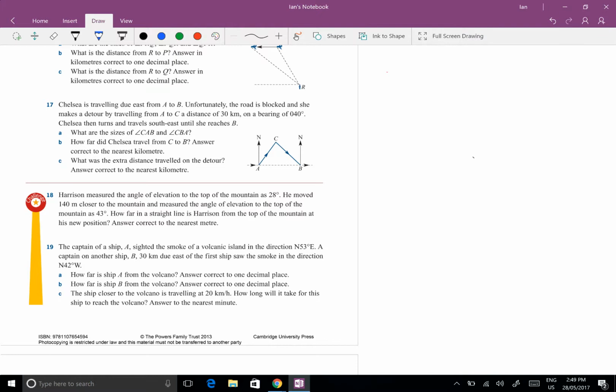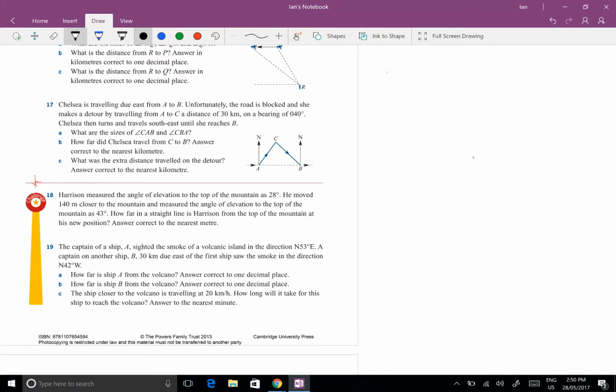Here's question 18. Harrison measured the angle of elevation to the top of the mountain as 28 degrees. He moved 140 metres closer to the mountain and measured the angle of elevation to the top of the mountain as 43 degrees. How far in a straight line is Harrison from the top of the mountain at his new position?